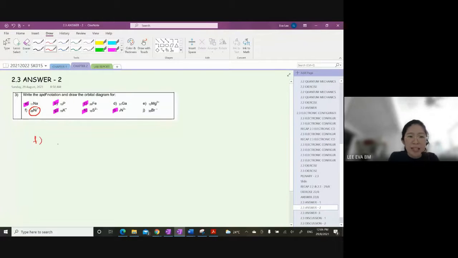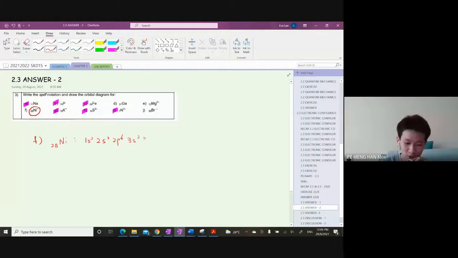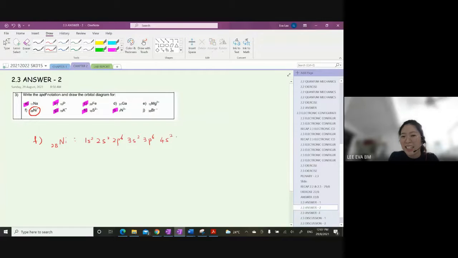Okay, so let's say over here we know the proton number is 28. So can I know the original neutral atom? Kita ada 1s2, sambung 2s2, 2p6, 3s2, 3p6, 4s2, 3d8. 4s2 and 3d8. Everyone agree? Yes. Okay, so remember, this is how you fill the electrons according to the aufbau principle, isn't it?